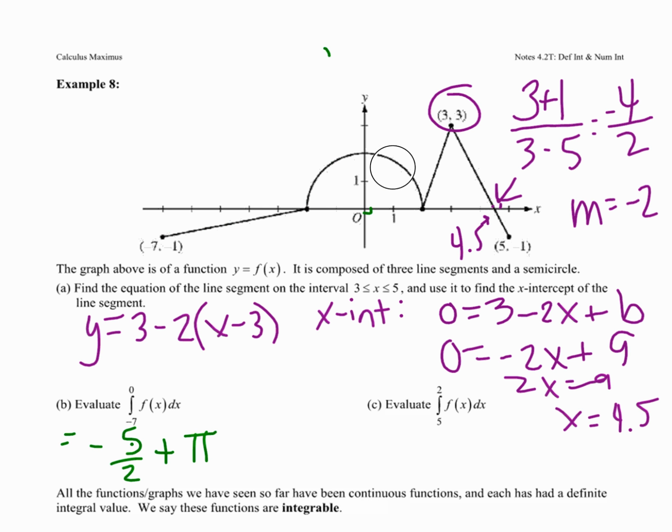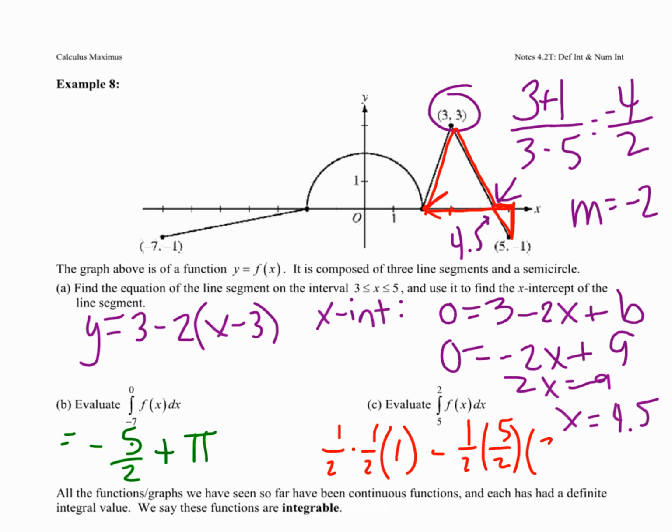Okay, this time we're evaluating the integral from 5 all the way to 2. So we're going backwards. So remember, the signs are the opposite of what you think they are. We have this one little triangle below and this bigger triangle above. The triangle below would be 1/2 times 4.5 to 5, which is 1/2 times the height of 1. Remember, that's positive. Then we're going to subtract the area of this second triangle, which would be 1/2 times 2.5, so 5/2 by 3. Okay, and we have a numeric answer, so there we go.